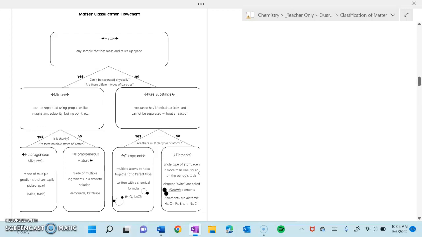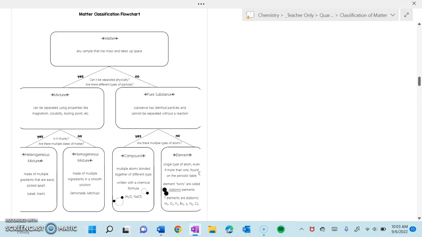On the other side, if we answered no to it being separated physically, that means we have to have a reaction, actually, to separate it. It's a substance that has identical particles and cannot be separated without a reaction. So the next question we ask, are there multiple types of atoms? Remember we said that you can have compound or element as pure substances. If there are multiple atom types, yes, it's a compound. Then you have multiple atoms bonded together of different type written in a chemical formula.